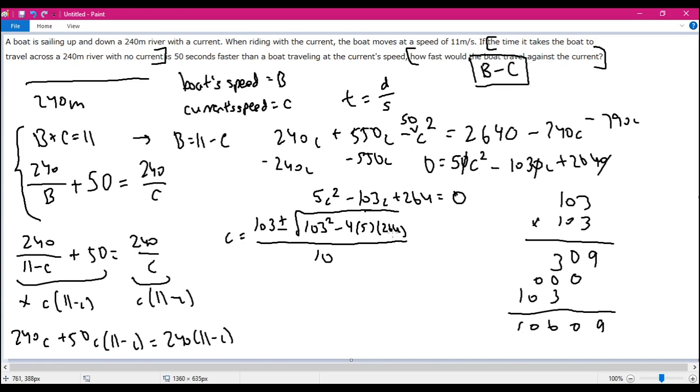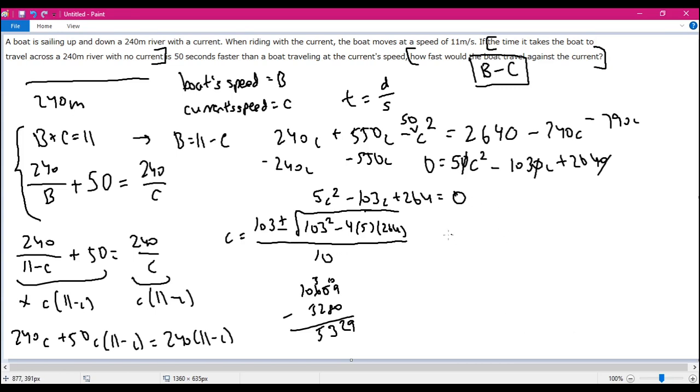Okay, we need 4 times 5 times 264. This part is 20, so we really have 264 times 20. Now when you multiply something with a 0 on the end, I like to temporarily ignore it and treat it like it's 264 times 2. 528. Then stick that 0 at the end. 5280. We have 10,609 minus 5280. We can see that that is 5,329. Cleaned up those calculations a bit.